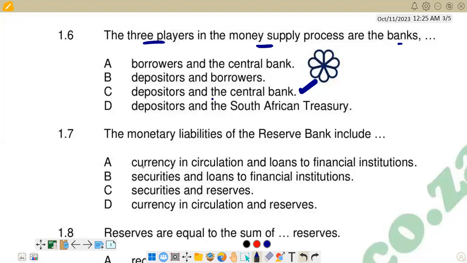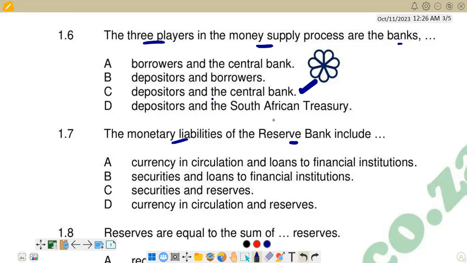Then we move on to the next one, 1.7. The monetary liabilities of the Reserve Bank include, right? So let's start by understanding what we mean by the monetary liabilities. According to the question, it's saying the monetary liabilities of the Reserve Bank. A liability is something that doesn't belong to you.